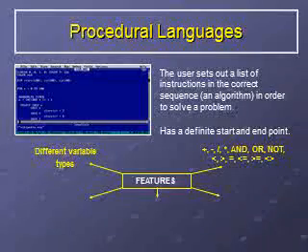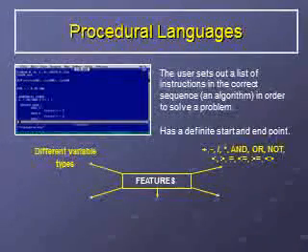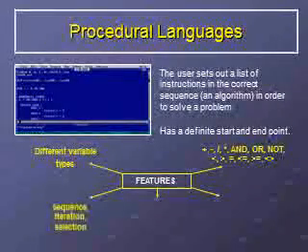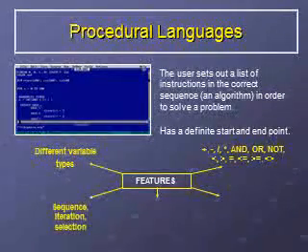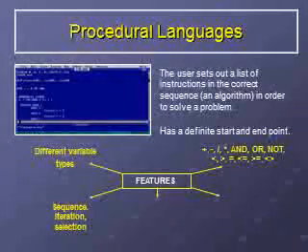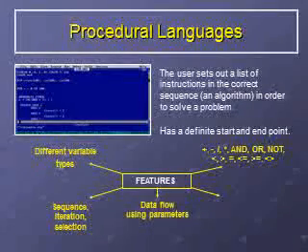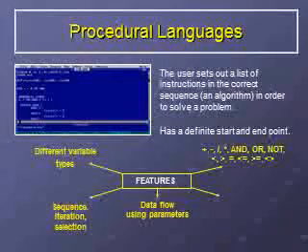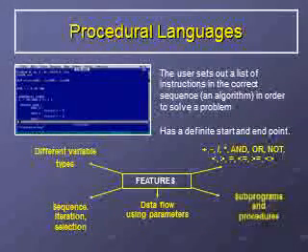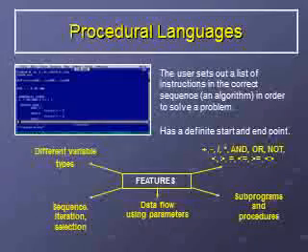Other features of procedural languages are your mathematical and logical operators. You've got sequence, iteration and selection, so that is the fact that it runs code in a logical order. Iteration is your loops, your fixed and conditional loops, and selection is your if or case statements. Data flow uses parameters, so you can pass local variables between subroutines, and to do that you need subroutines. So a feature of a procedural language is subroutines or procedures or functions.